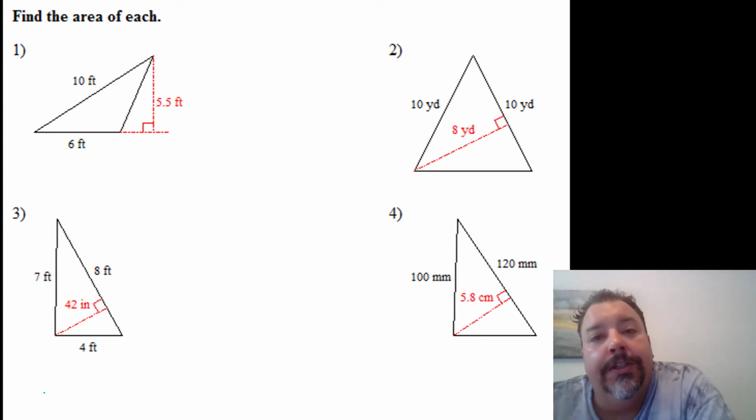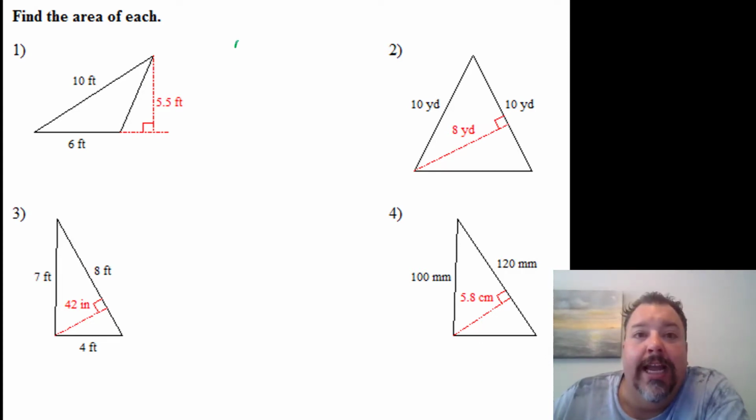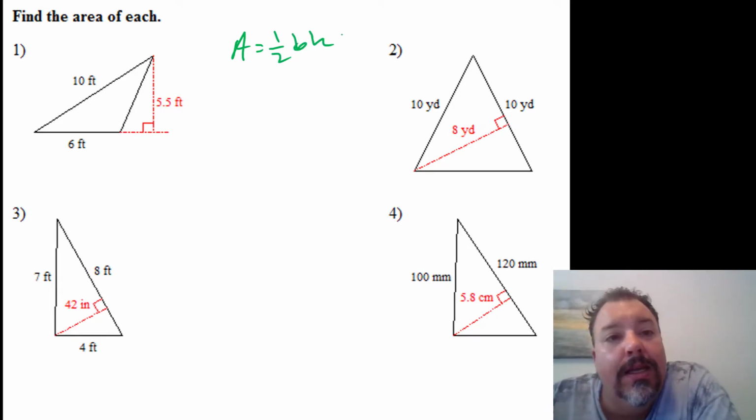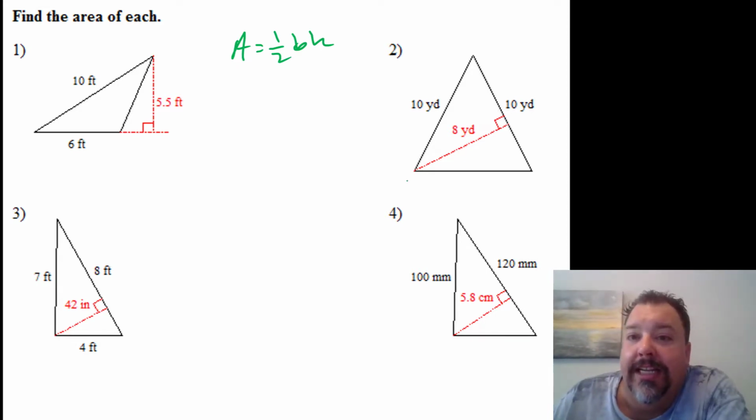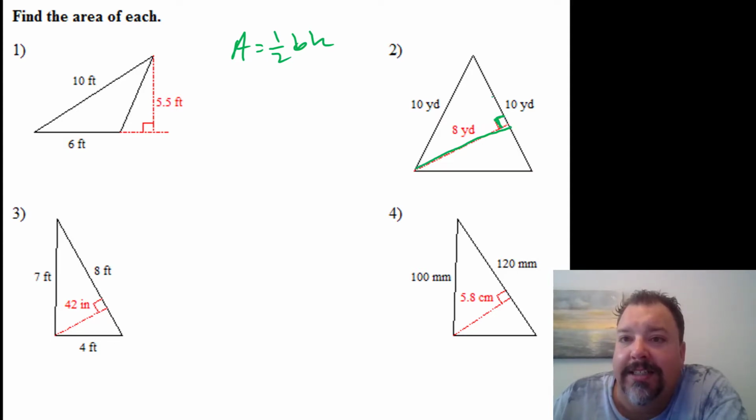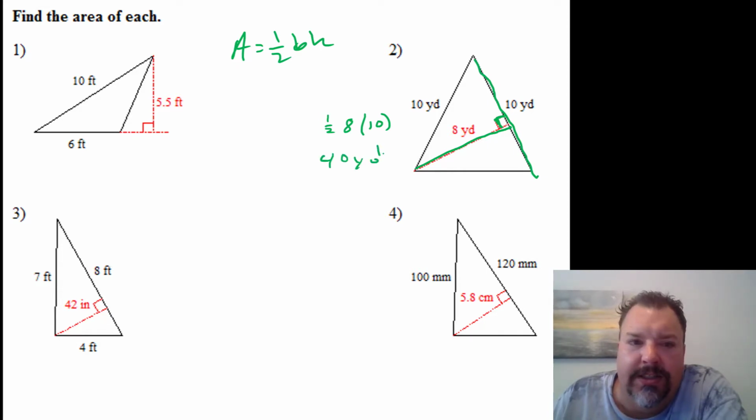Okay, so now we have some triangles, and remember the formula for a triangle. It is 1/2 base times height. And let's look at number 10 here. So number 10, notice that this is where the right angle is. This is going to be the height. This is going to be the base. So we would just do 8 times 10 times 1/2 or times 0.5. So the area for this triangle for number 2 would be 40 square yards.